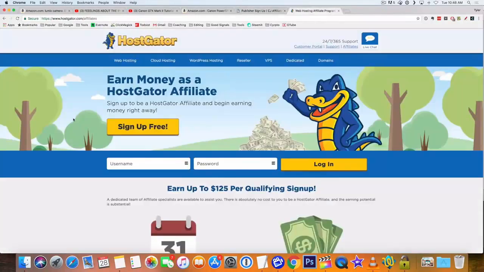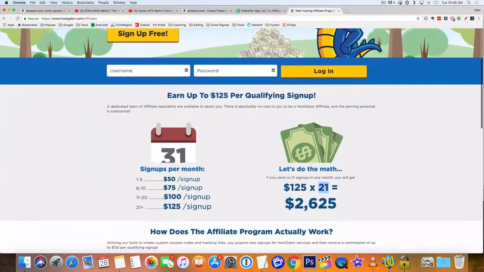Now, one of my favorites is going to be HostGator. Everybody wants a website, and HostGator allows you to upload a website. You can create WordPress on HostGator. You can create landing pages, all that good stuff. And they're going to pay you $125 per qualified sign up.